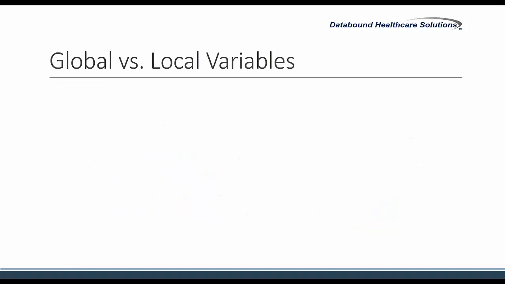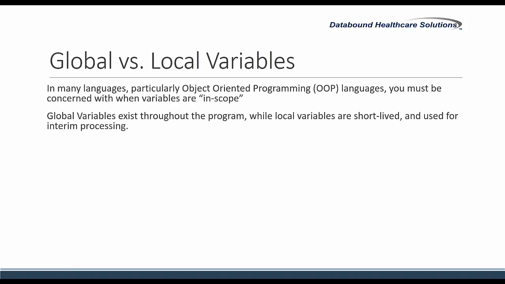And for those of you who have done additional programming work, so if you've worked in C# or Visual Basic or a lot of other object-oriented programming languages, you're used to the terms global and local variables. What those mean is you have to be concerned that your variables are in scope, or within the section of code that you're dealing with. Global variables typically exist throughout the program, while your local variables are short-lived, temporary pieces of information that go away once you're not using the method or the function that you were using.